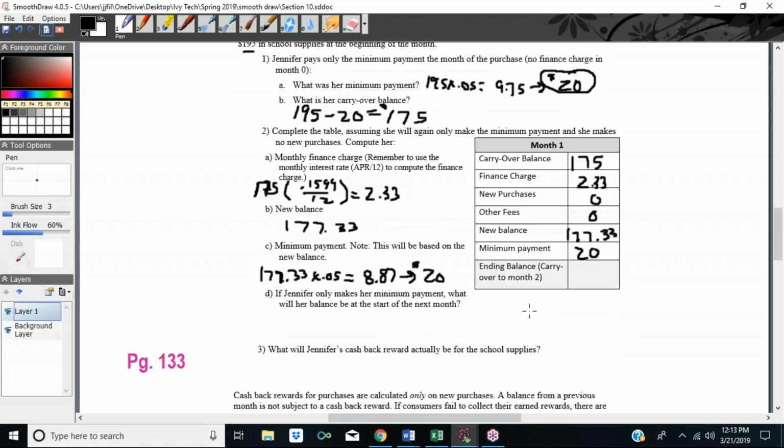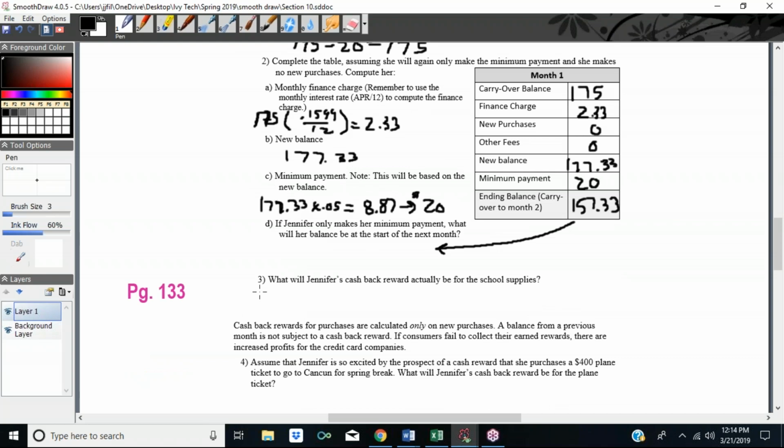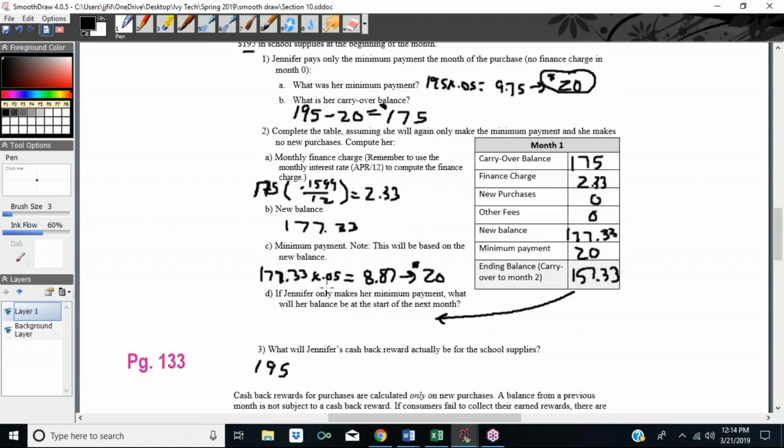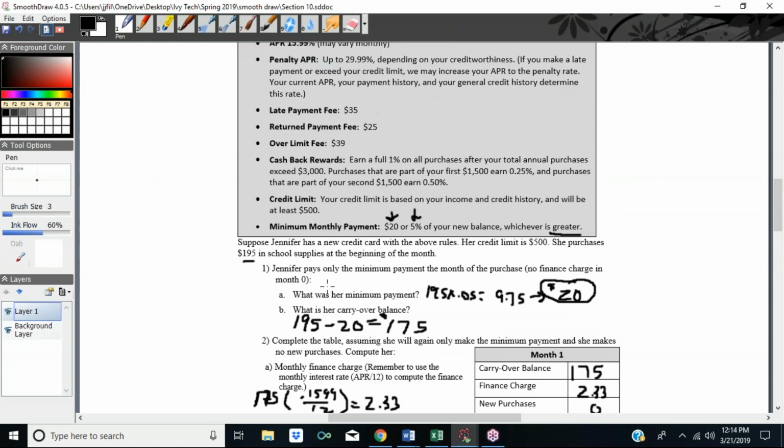So let's say she makes that payment, and that's going to make $157.33 as the new balance that carries over to the next month. So the big question is, what will Jennifer's cashback reward actually be for the school supplies? So let's check. $195 she bought in school supplies. I gotta scroll back up here and look what the cashback reward is.